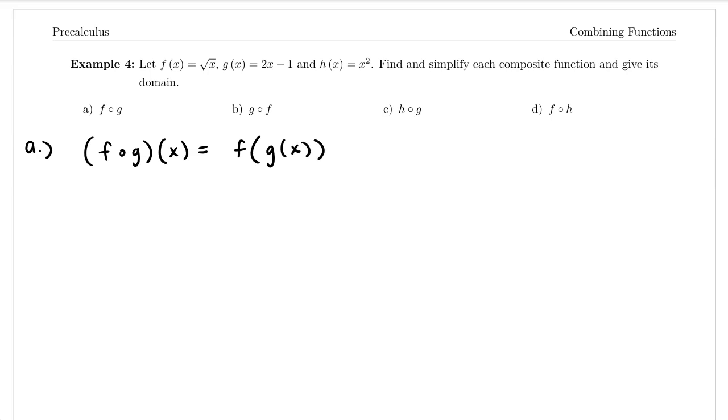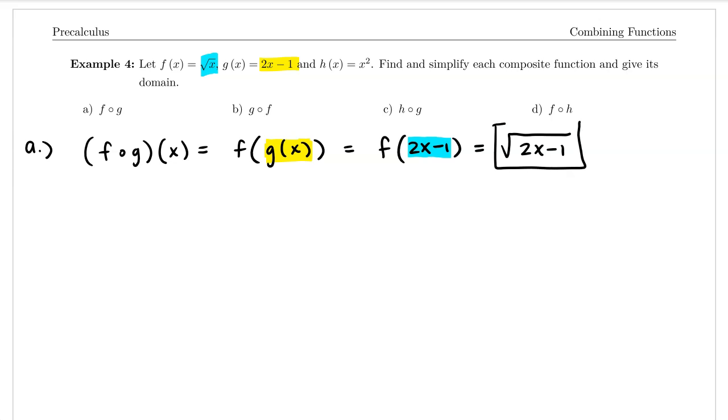Now I want to replace g of x in this with 2x minus 1. So that's going to be f of 2x minus 1. And we know that the f function is equal to the square root of x, so I'm going to take 2x minus 1 and plug it in anywhere I see an x. This becomes the square root of 2x minus 1. That is our composite function for part A.